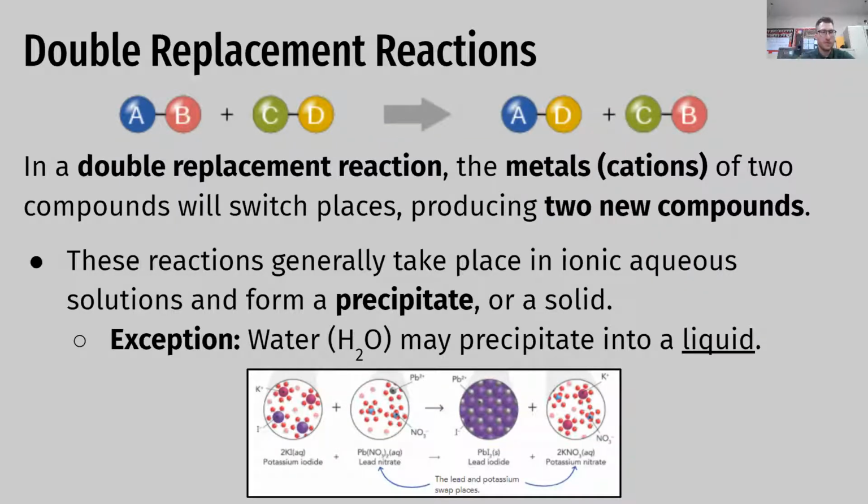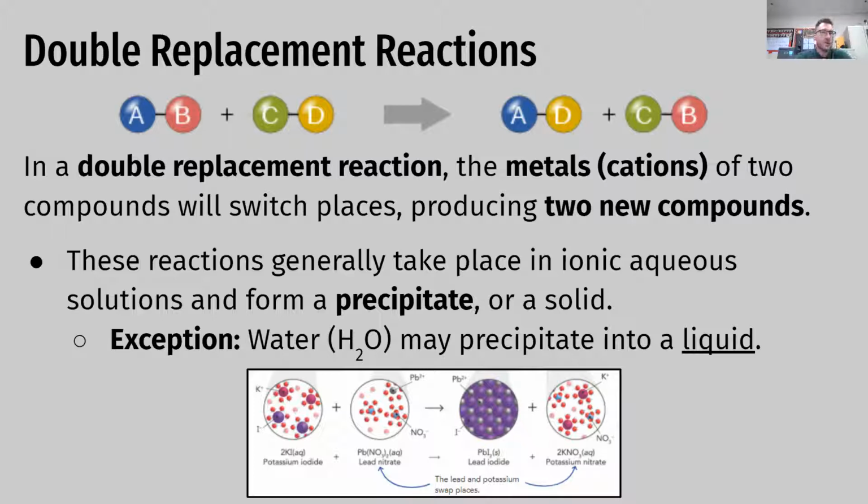This time, the video is about a new reaction, and this reaction is called double replacement reactions. In a double replacement reaction, we're dealing with two compounds now, and in those compounds, we're going to be looking for the metals or the cations, the positively charged ions of the two compounds, to switch places, and this is going to produce two new compounds.